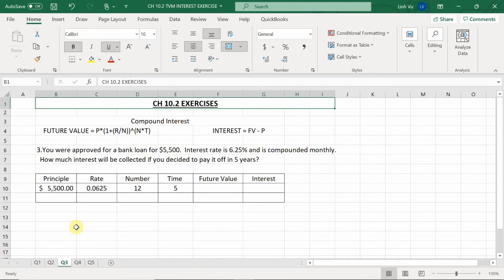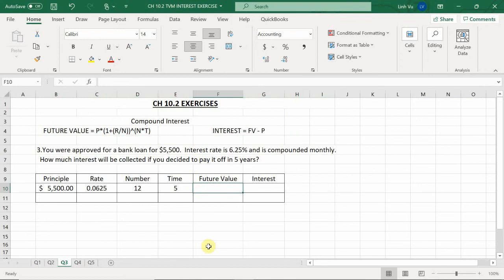So here we have the components: a principal of $5,500, the interest rate of 6.25%, the number of times compounded, which is 12, and the number of years, which is 5 years. Again, we can't solve for interest first because the interest is your future value minus your principal. So in this case, I need to solve for future value first.